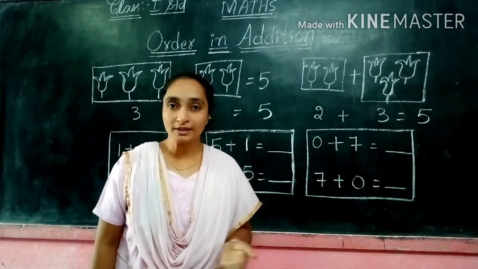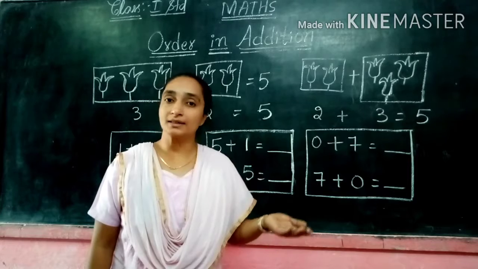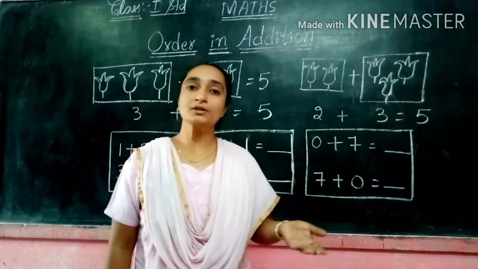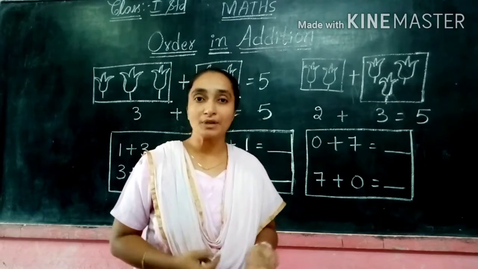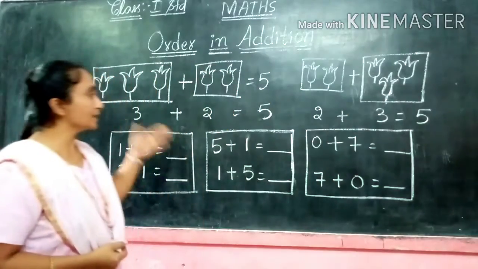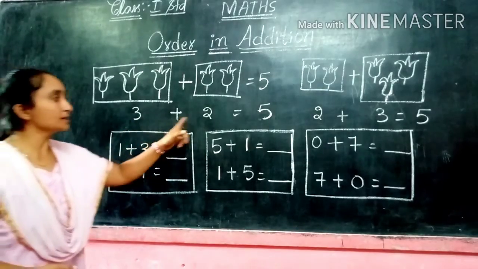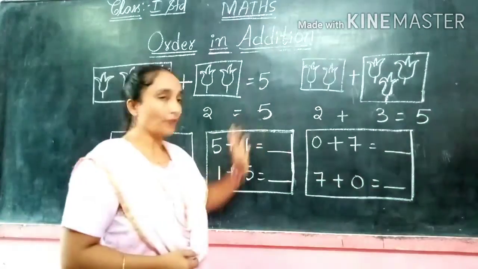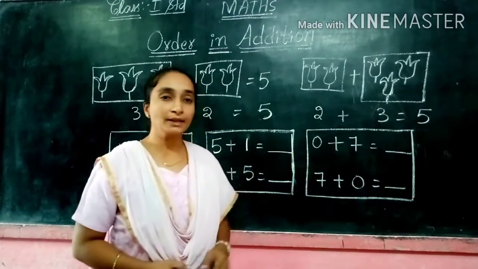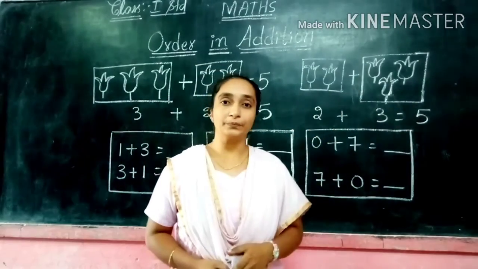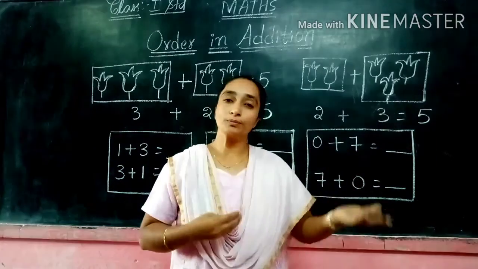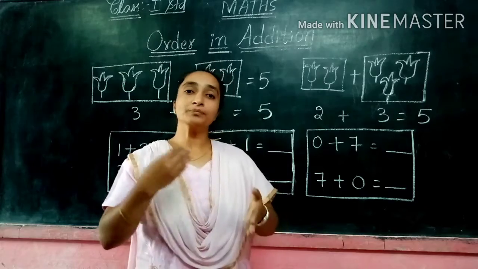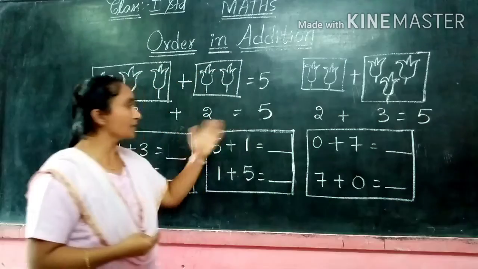So did you notice something here, children? The answer is the same. How did we get the same answer? Because here we are adding the same numbers. Have you noticed, children? See here, we can see 3 plus 2 is also 5 only. And here what can we see? 2 plus 3. If you add 2 plus 3, it is also 5, the same number. And 3 plus 2 is also the same number, 5.